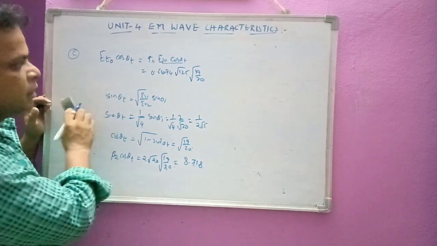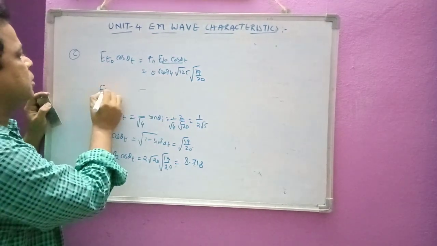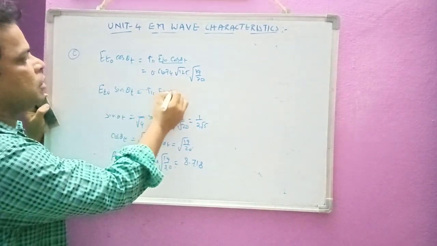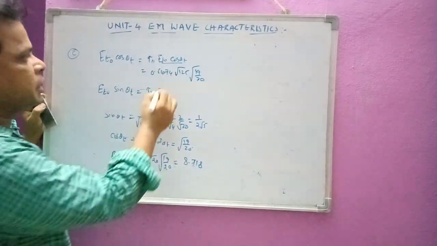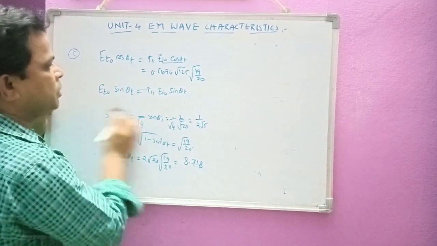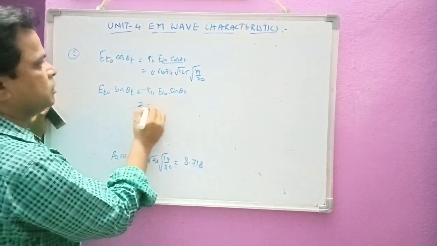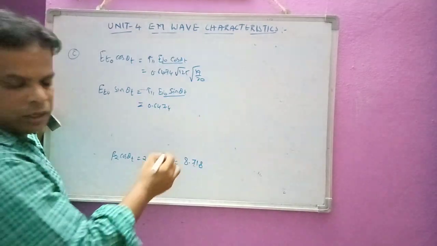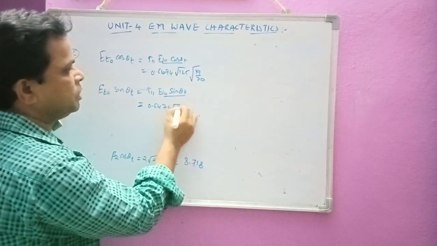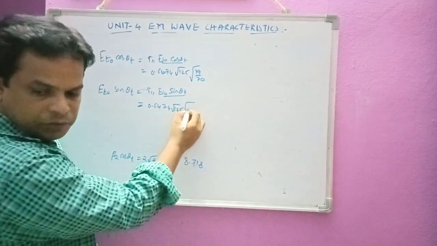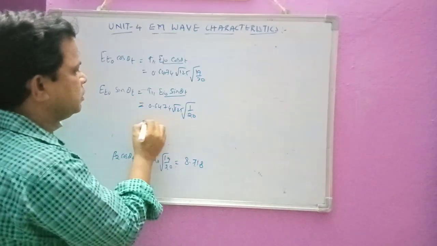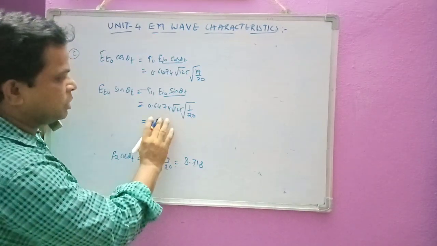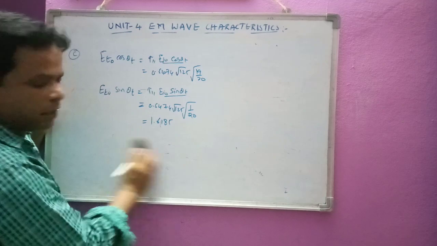Similarly, ET naught into sin theta t will be equivalent to gamma parallel into EI naught into sin theta t. Already we have got this value also, that is 0.6474, and then this one value is equivalent to root of EI naught, that is root of 125 from the question, and this one value is 1 by root 20. So this value is also going to be 1.6185. Now I will get the final value of this one.